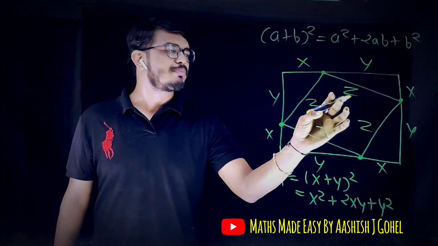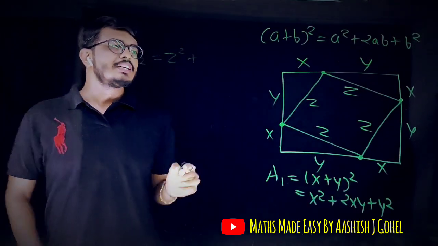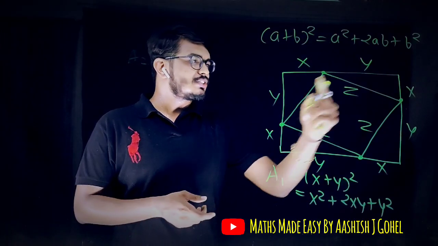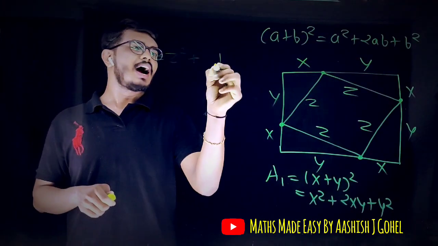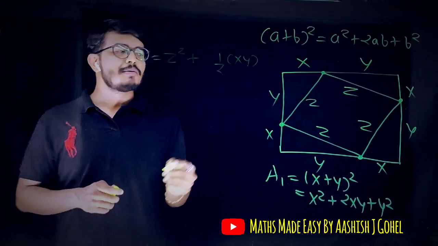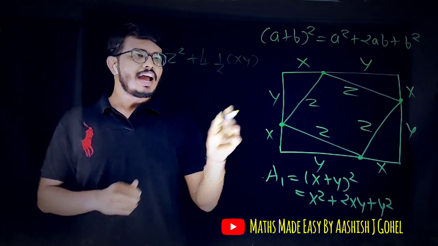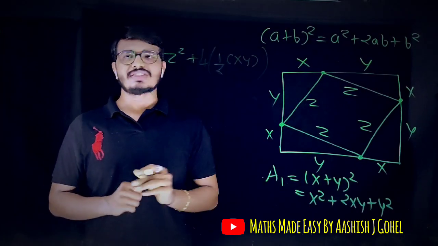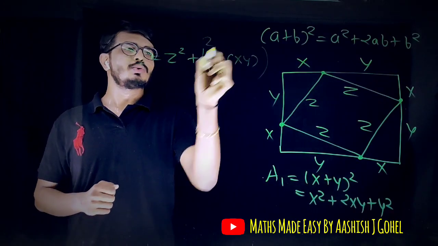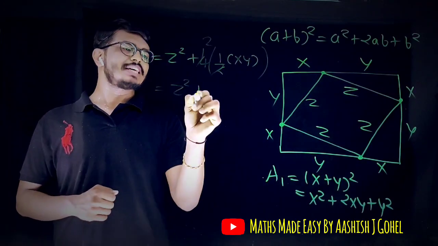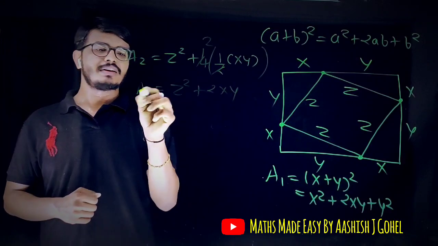In another manner, if I want the area, then I will have to add all 5 segment areas. The area of the small square is z square. The areas for the right angle triangle will be half base into altitude. But we need to multiply it with 4 as 4 triangles are there. Let me cut this 2. So the final formula will be z square plus 2xy.